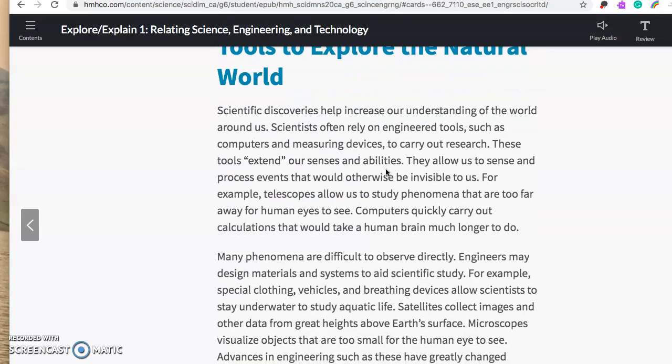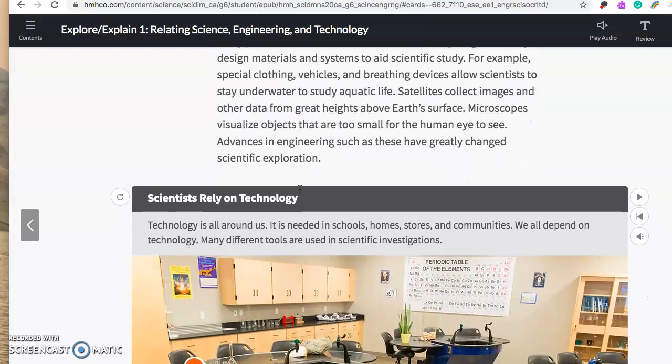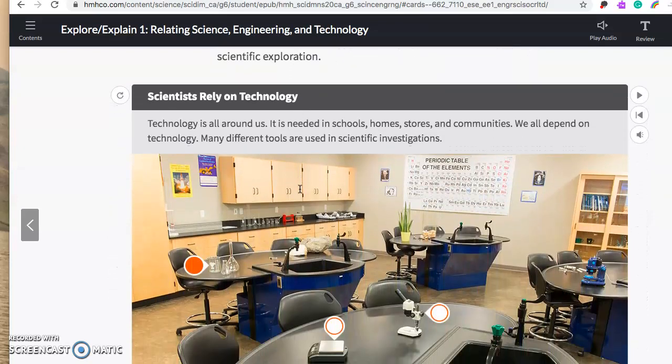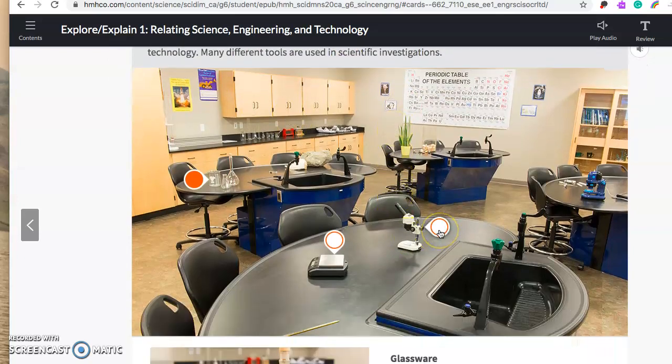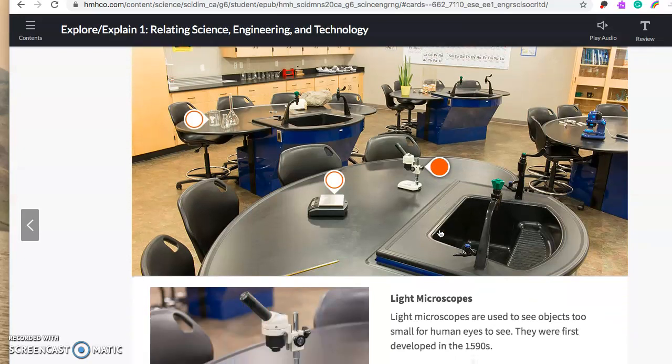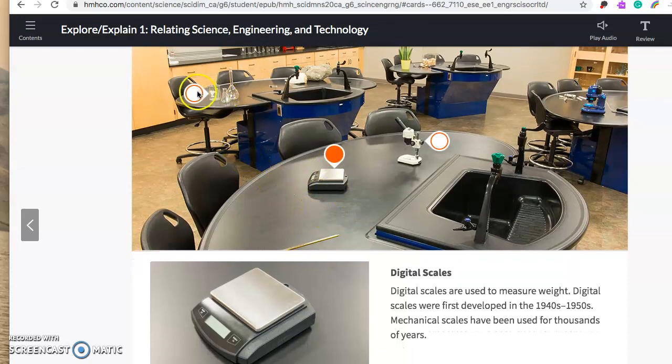All right, they use these engineered tools like that to observe the world. They can have clothing, vehicles, and breathing devices, microscopes and satellites. That's all different types of technology. So many of you have used a microscope before, but this is talking about microscopes to see objects too small, a digital scale to weigh something, and these are called beakers. You can put gas and liquid inside of the beakers, and it's used as measurement to kind of measure a liquid and see how much space it takes up.